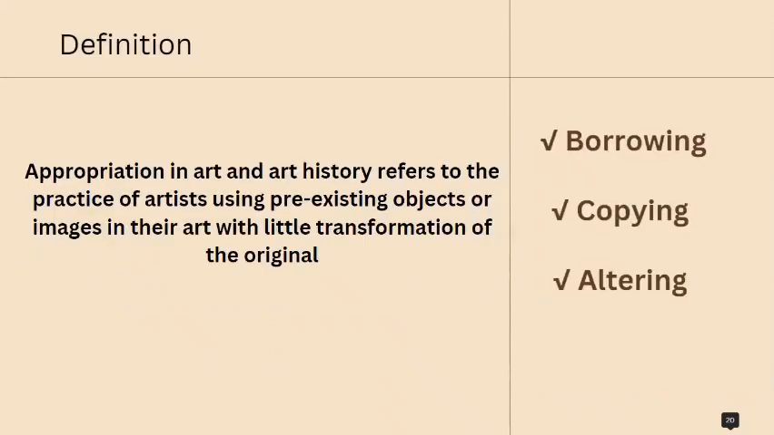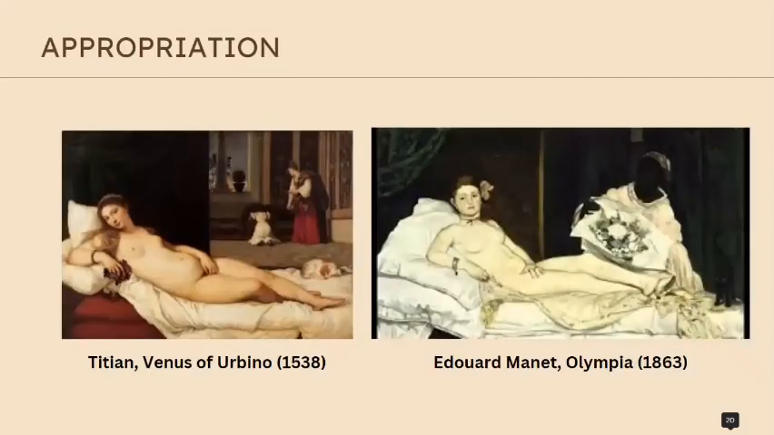Appropriation in art history refers to the practice of artists using pre-existing objects or images in their art with little transformation of the original. This means borrowing, copying, and altering images and objects that already exist. Now, appropriation has been a strategy used by artists for a super long time. Artists have used each other to study, to learn, and as inspiration and to pay homage to. Manet, for example, used Titian as a departure point for his own piece.